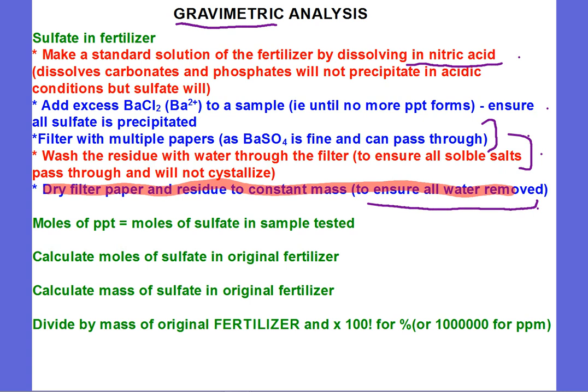What do we do from there? We did some moles calculations. The moles of precipitate is equal to the moles of the sulfate in the sample we tested, because of the 1-to-1 ratio between sulfate and barium sulfate. We then could calculate the moles of sulfate in the original fertilizer. We could calculate the mass of the sulfate in the original fertilizer. Then we can divide by the mass of the fertilizer and times by 100, or times by a million for parts per million. And the key thing here is divide by the mass of the fertilizer. That's one of the common mistakes, is dividing by the mass of the precipitate. You divide by the mass of the fertilizer.